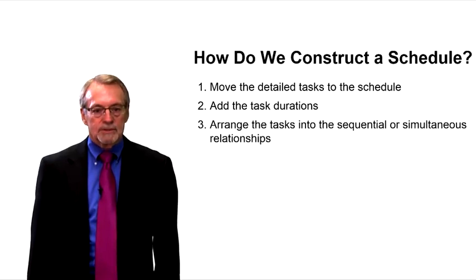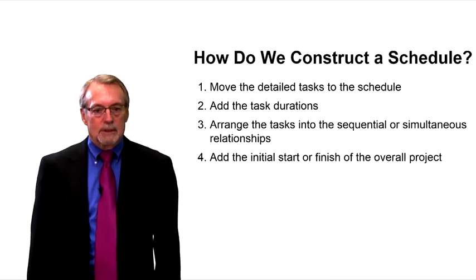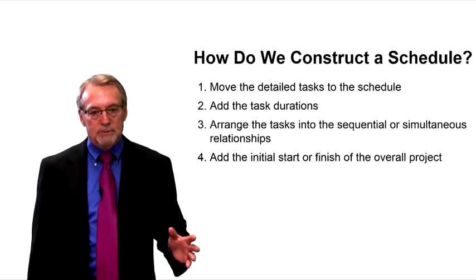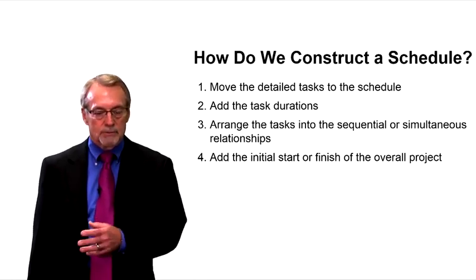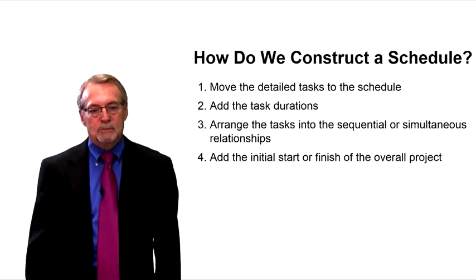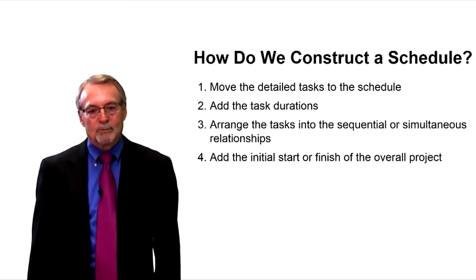And we're going to arrange the tasks into sequences and simultaneous relationships that we think work the best. Then we're going to either add the start of the project or the completion of the project. If we add the start of the project, we'll schedule the project from the beginning on through. If we start at the completion of the project, we'll schedule backwards to see when we should start the project. Hopefully, we don't find it should have started 3 months before today.